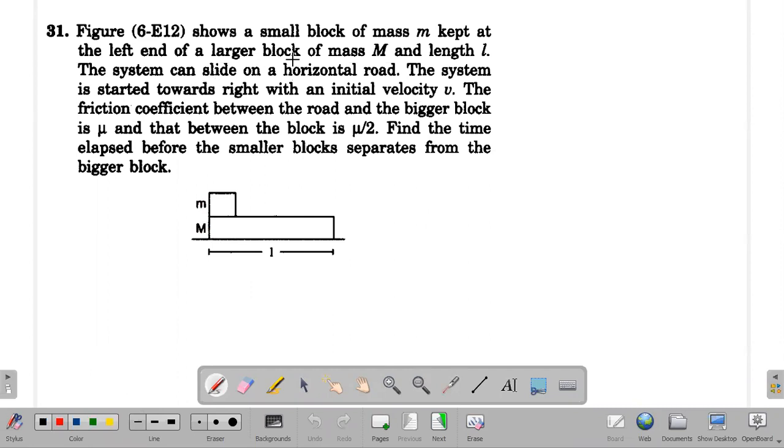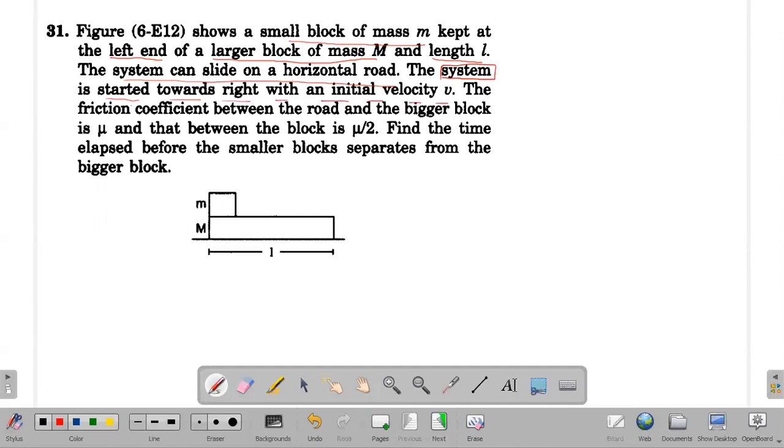You can see we have a small block of mass small m kept on the left end of the larger block. Initially it is placed on the left end of a larger block whose mass is specified as capital M, and the length of that block is also given to you. The whole system can slide on the horizontal road. Now the main point of the question is that the entire system is started towards right with an initial velocity of v.